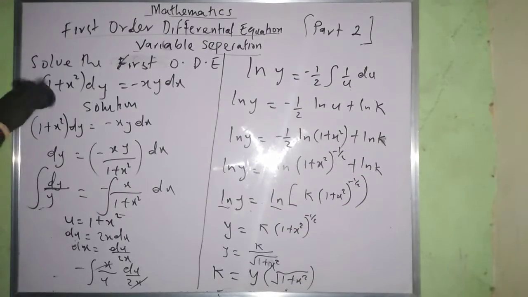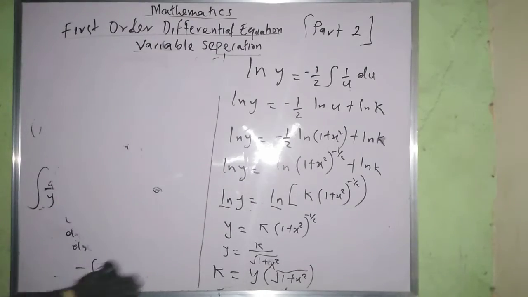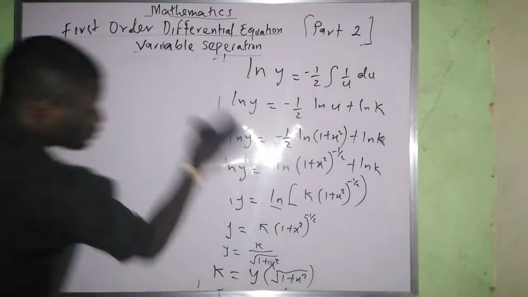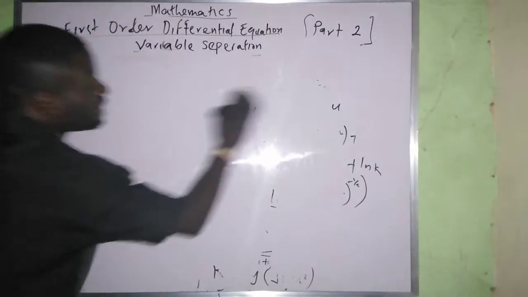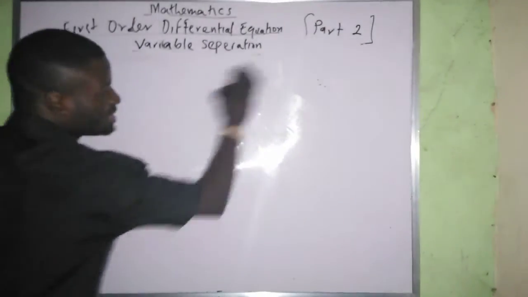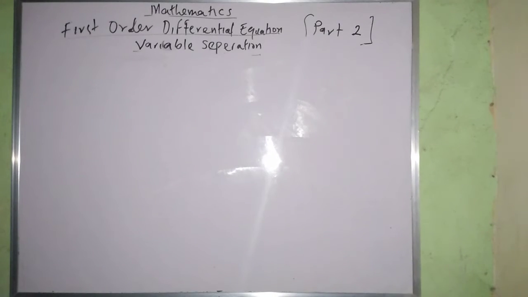Now, let me give another example on this variable separable. Make sure you view, and when I feel this, make sure you get it right. They are very, very useful to life. Mathematics is good. Mathematics inspires people to apply it to real life situations, and so on and so forth.